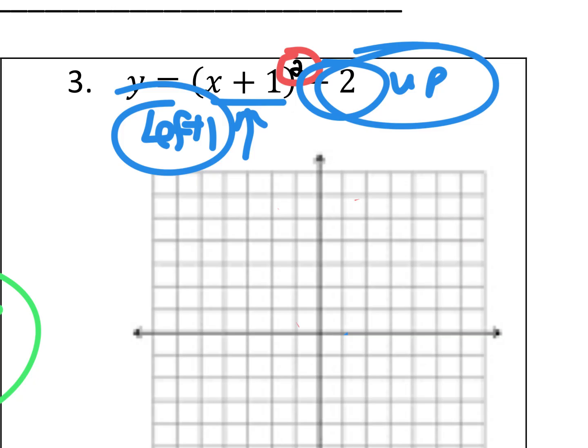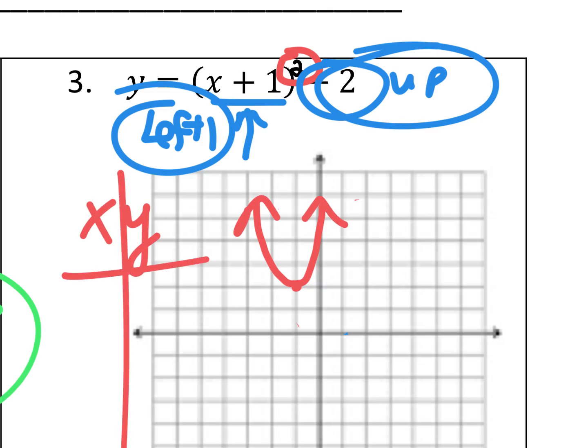I'm just going to move its little vertex. Left 1 and up 2 is right there, and then my parabola goes like that. Is that good enough? No. You have to have an XY chart, and you actually have to have 5 distinct points.